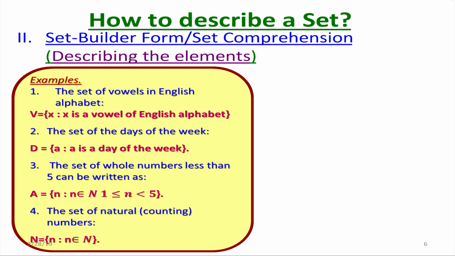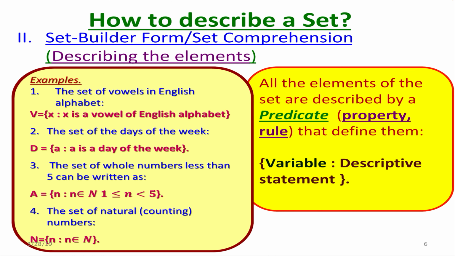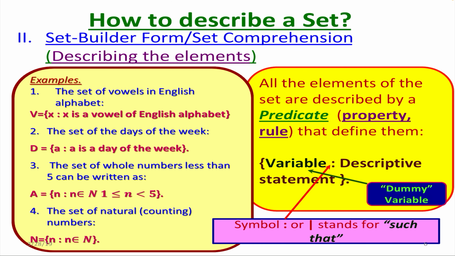And the last example is the set of natural or counting numbers. The general gist of this is that all the elements of the set are described by using a predicate, or the property, or the rule, if you will, that defines them. We're going to use curly brackets, a variable that could be any letter, A, X, Y, and so on, a semicolon, and a descriptive statement. Instead of this, we could also use the vertical bar, which stands for such that. And this variable is sometimes called a dummy variable.